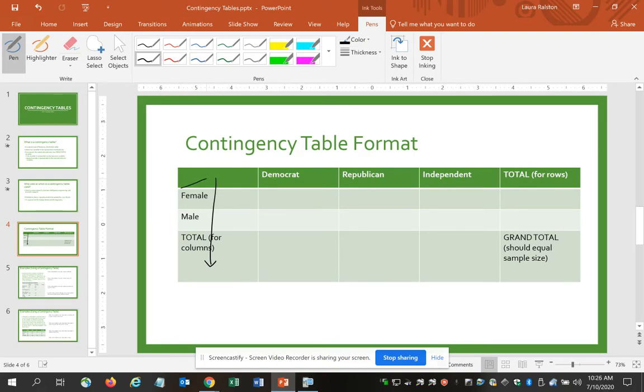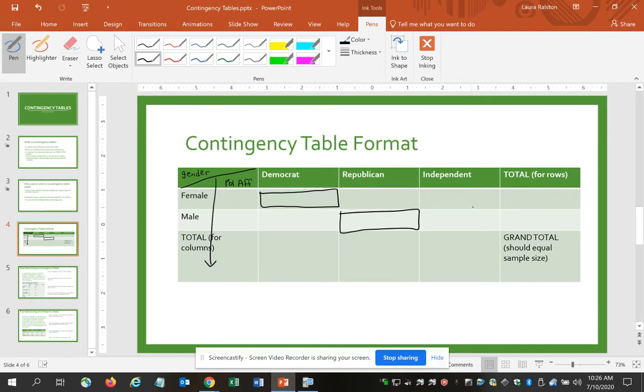And sometimes you'll see in the corner here, they'll put gender and political affiliation to give you the sense of what information is there. You'll have numbers in each of these cells to tell you, for example, this cell would tell you how many females are Democrats. If you went to the cell here under this column, that would be the number of males who are Republicans. And then, of course, you have totals for each of those.